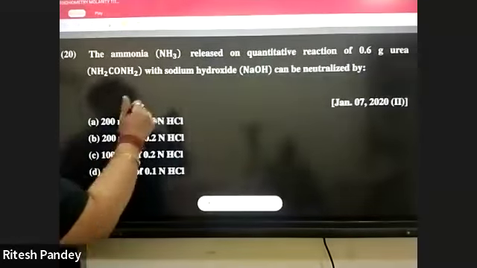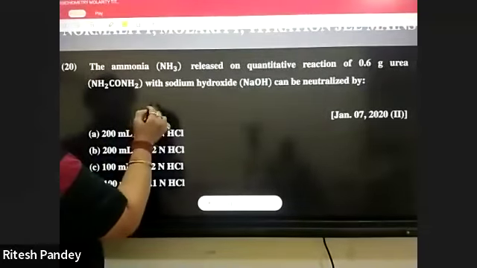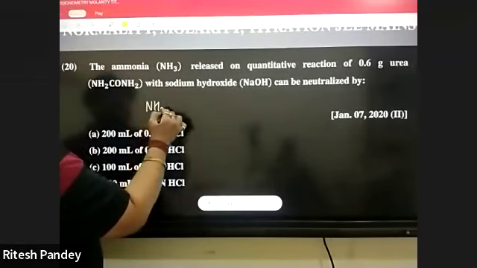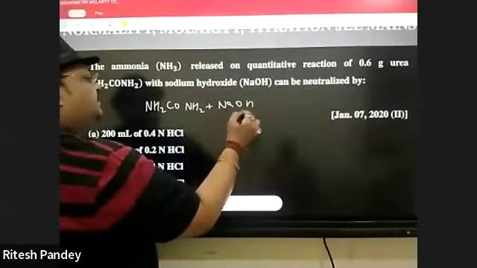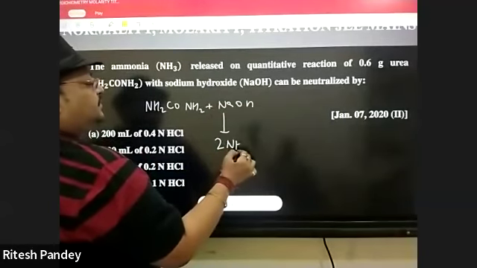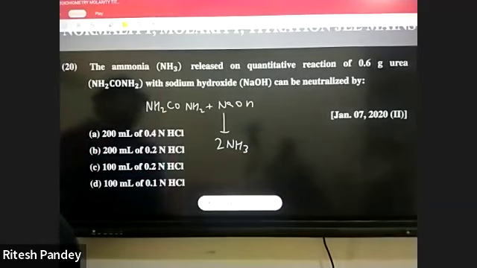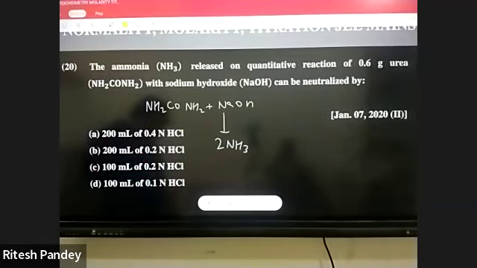Ammonia released, ये क्वेश्चन थोड़ा सा याद रखना पड़ेगा. NH2CO NH2CO NH2, just carry away, and this will give you 2 moles of ammonia along with sodium carbonate.